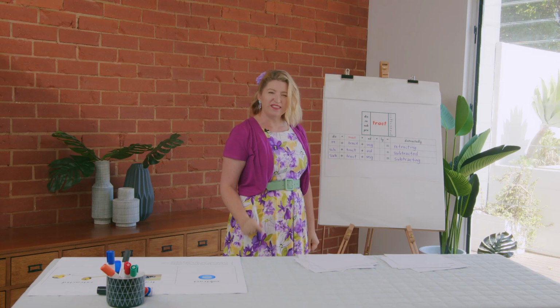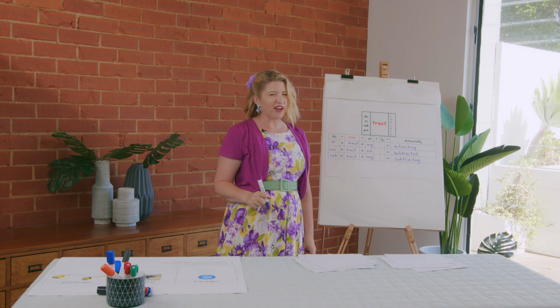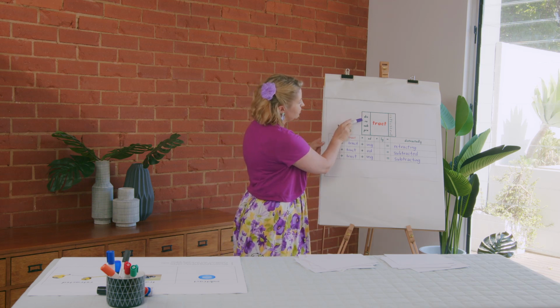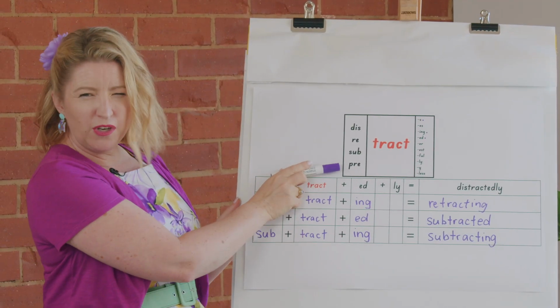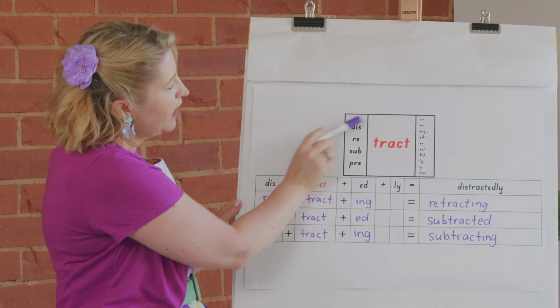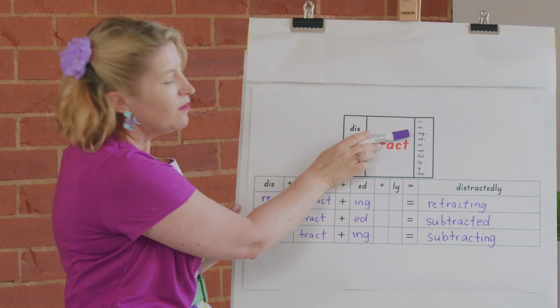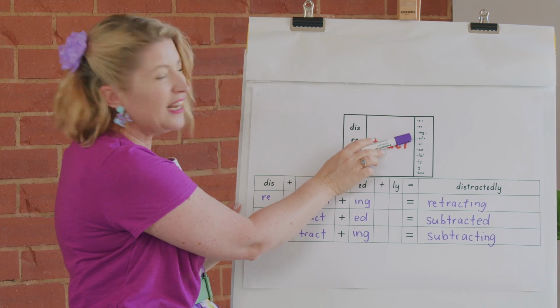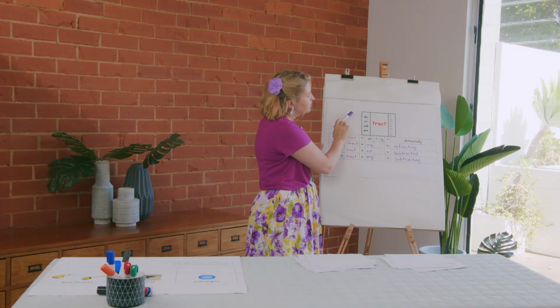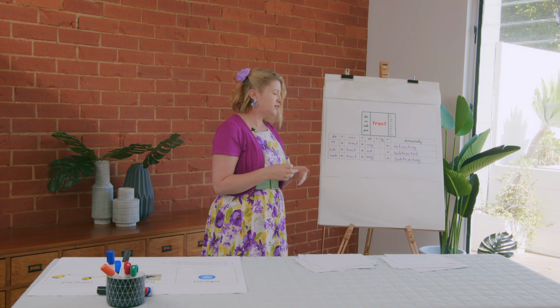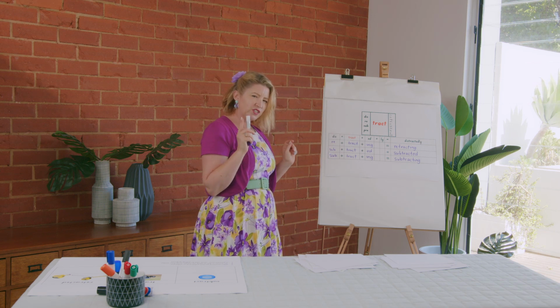How did you go? There wasn't actually too many you could make, I think. It's really tricky. So we could use dis, re and sub. Remember, we couldn't use pre. And in our suffixes, I think we could have the plural s, ing for happening now, ed for past tense, with most of those prefixes. So there wasn't a lot of words. Here's some I've written. Did you get these ones? Check them if you did.